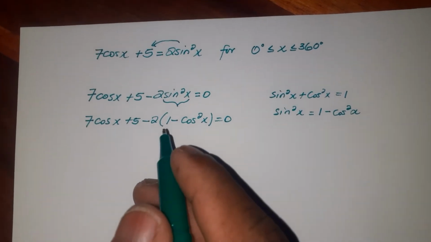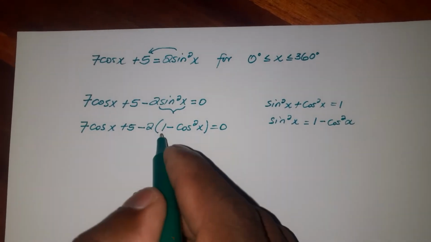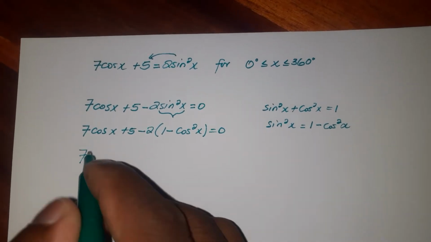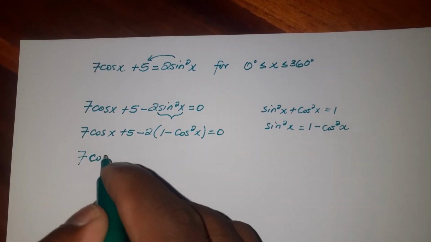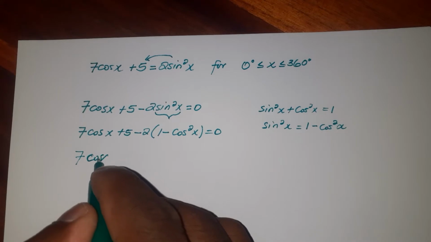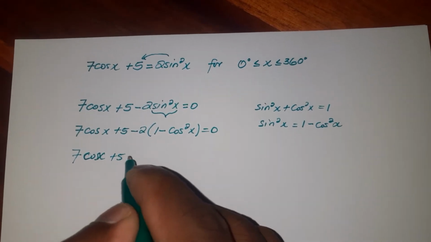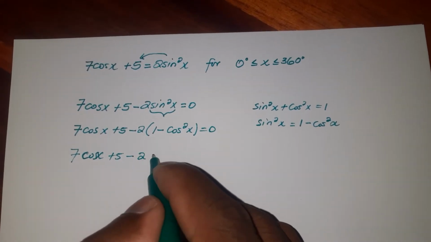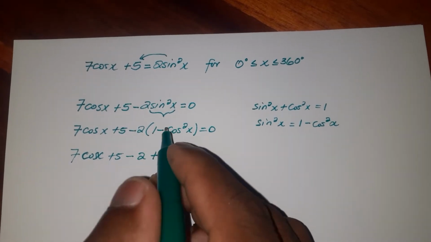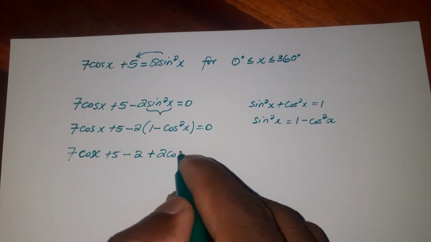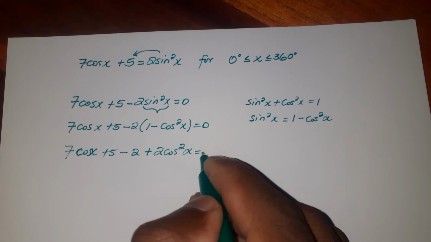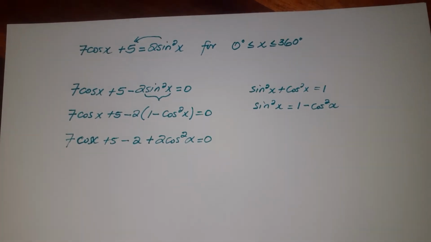Then from here, we have to expand that bracket. Then we're going to have 7 cosine x plus 5 minus 2 and then plus negative and negative plus 2 cosine square x equals to 0.